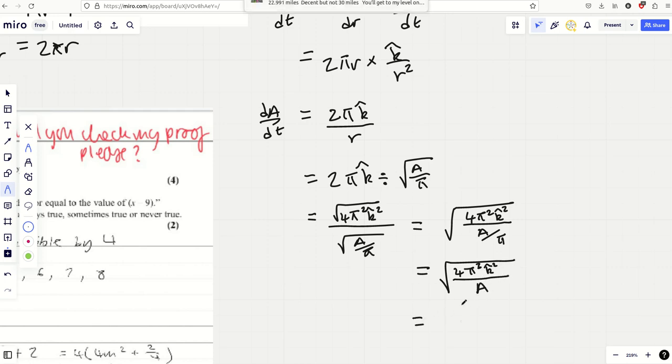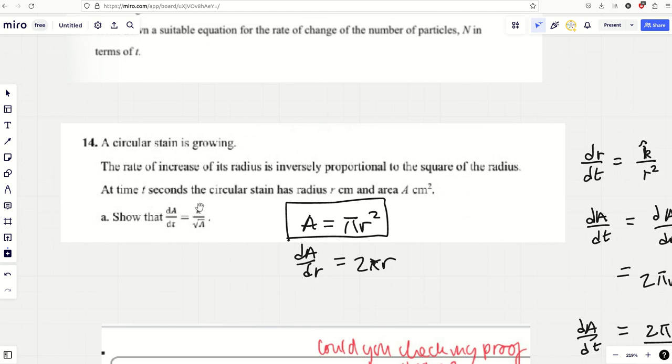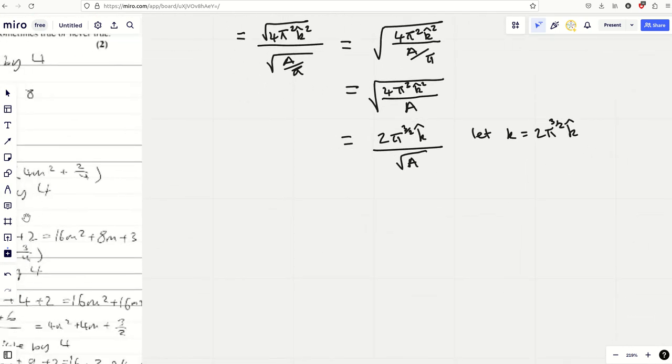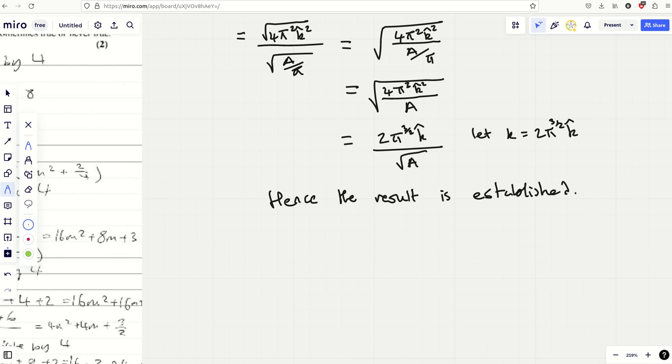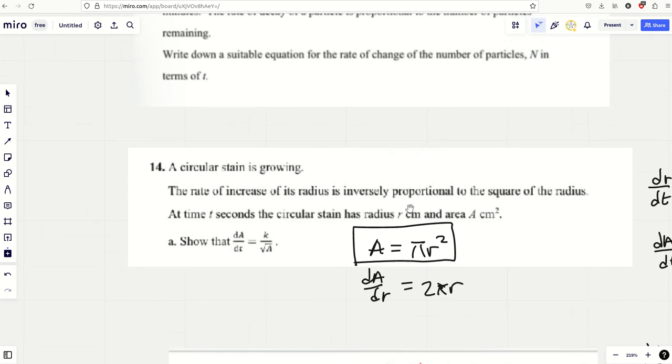Yeah. Now that is the same as their answer, because you're going to get 2 pi to the 3 over 2 K hat on the top and a root A on the bottom, and you can just say let their K equal 2 pi 3 over 2 K hat. Yeah, and the answers are the same. It's not an easy one, that one, but we've shown it's of their form, you know, and then just say hence the result is established. Flag to the examiner that you've finished your proof by explaining your reasoning. Yeah, always a good idea in maths. Okay, so that's that bit.